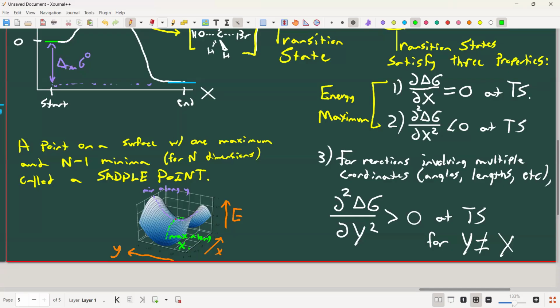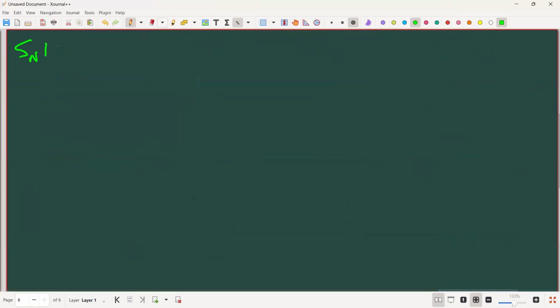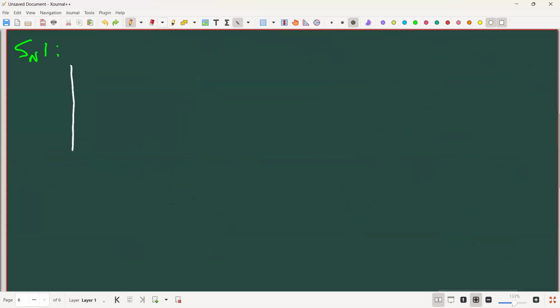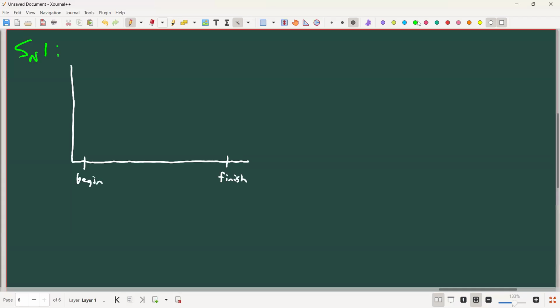So I've got 2 minutes left. Let me just draw one more picture for you to compare this to SN1. I want to show you why SN1 does not have a transition state. Well, it does have a transition state, but it's not what you expect. So let's compare that to SN1. SN1 has a reaction coordinate instead. Again, the energy difference we can say is relatively the same. We have some zero point here, that's our starting materials, and we have some final materials.